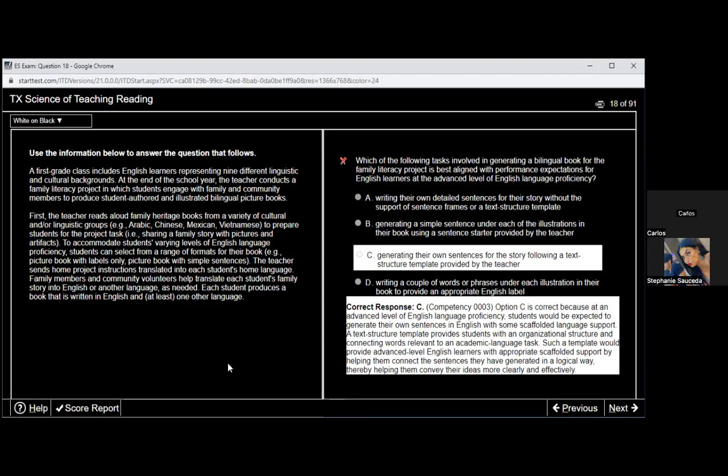So we know we have beginner, intermediate, which I just talked about, and advanced level. The last one is advanced high. That's comparable, not nearly, it is comparable exactly, like parallel to a native English speaker. No supports. To be honest with you, the writing is phenomenal.